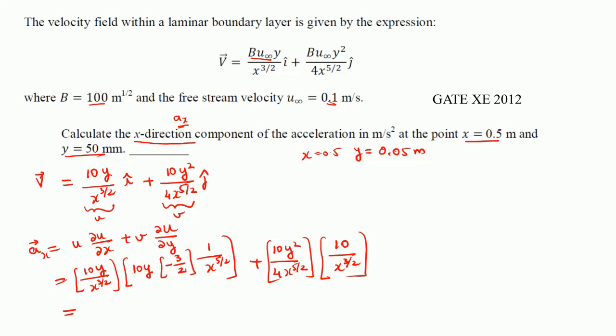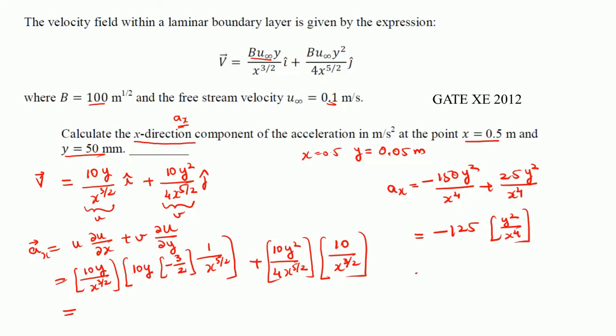I will not go to the details of this, but what we will get at the end is ax will be equal to minus 150 y square divided by x raised to 4 plus 25 y square divided by x raised to 4. Now this will be equal to minus 125 into y square divided by x raised to 4, and this answer will come as 5, which is the answer for this particular problem.